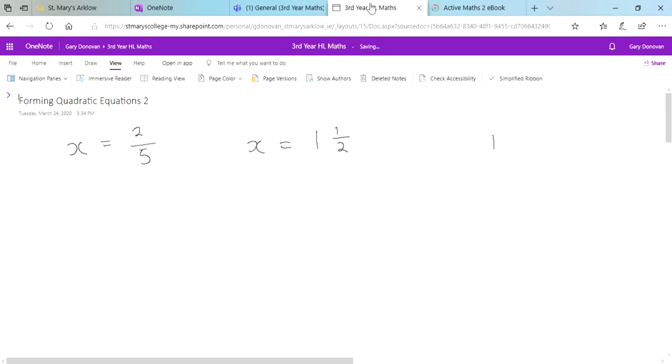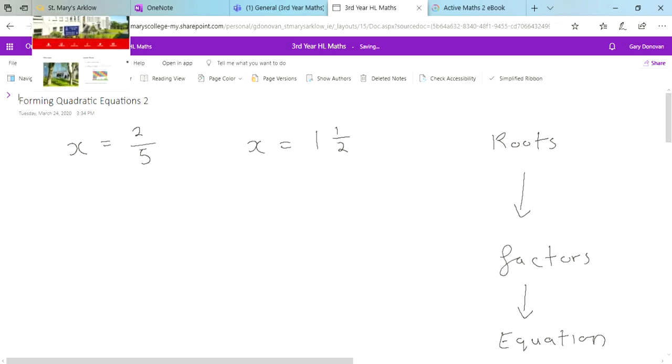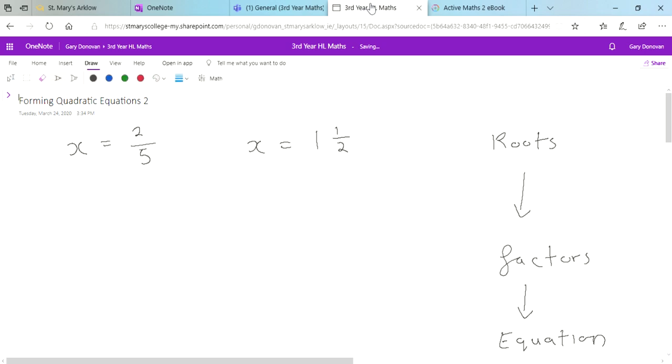So remember, these are the roots, and in order to find the equation, what we need to find is the factors. And then we multiply the two factors together to give us the quadratic equation. So when it's fractions, you have to treat it slightly differently, and you just have to do one extra step. We don't like fractions. Fractions are complicated, so we want to simplify it.